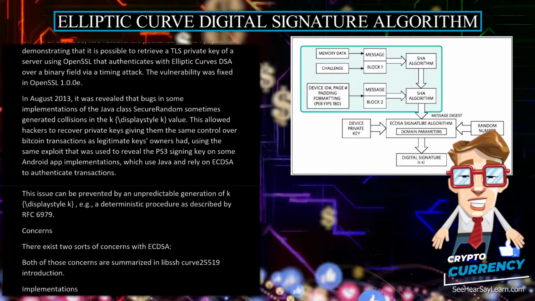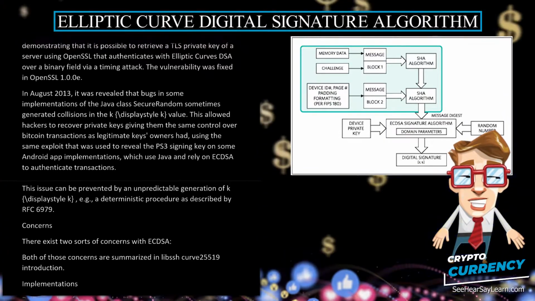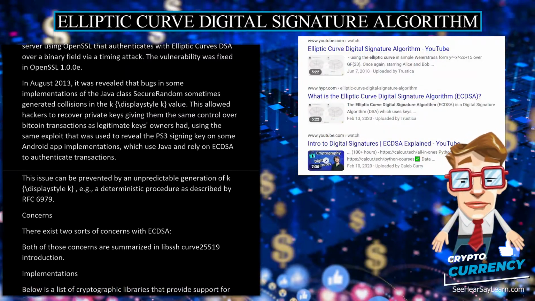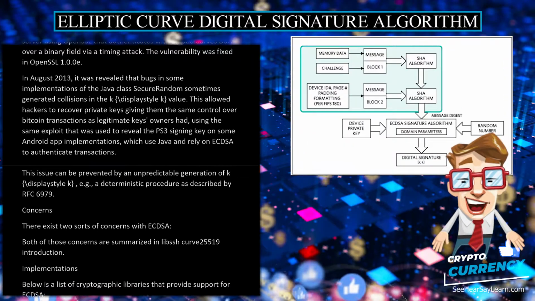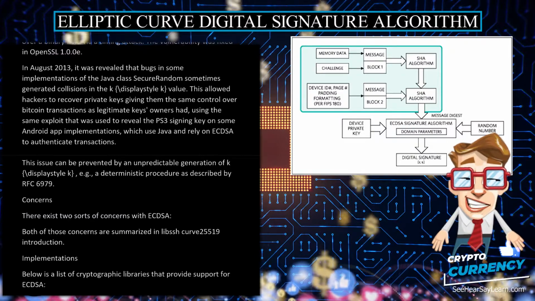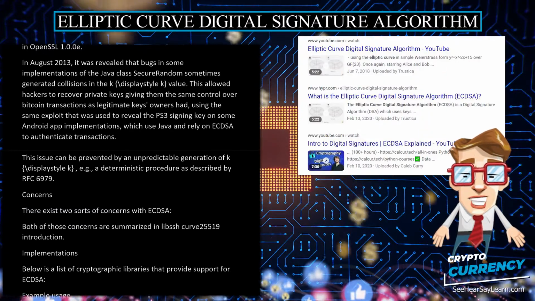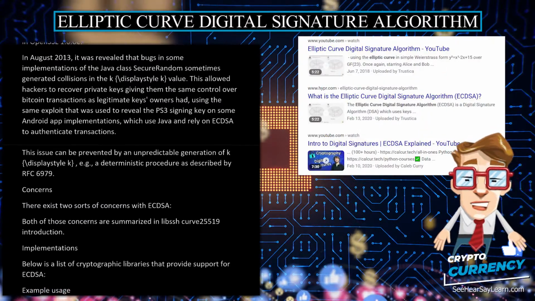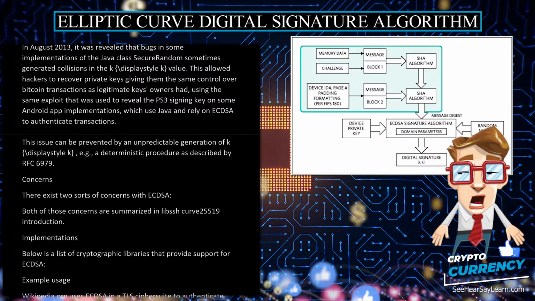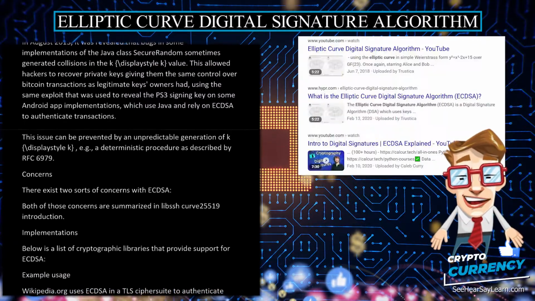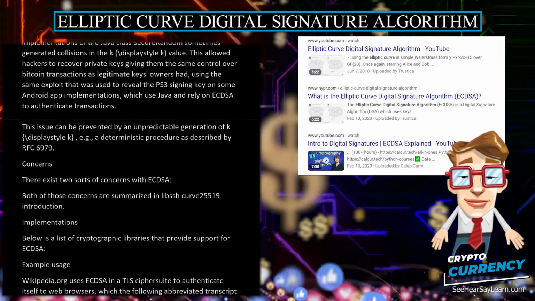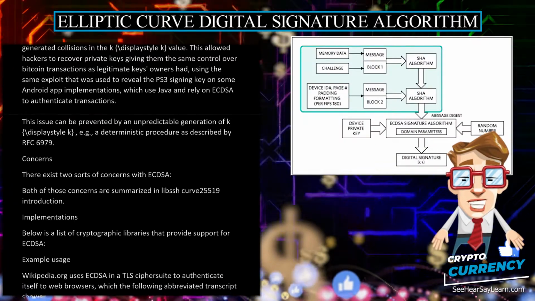6979. Concerns. There exist two sorts of concerns with ECDSA. Both of those concerns are summarized in the libscurve 25519 introduction. Implementations. Below is a list of cryptographic libraries that provide support for ECDSA. Example usage. Wikipedia.org uses ECDSA in a cipher suite to authenticate itself to web browsers, which the following abbreviated transcript shows.